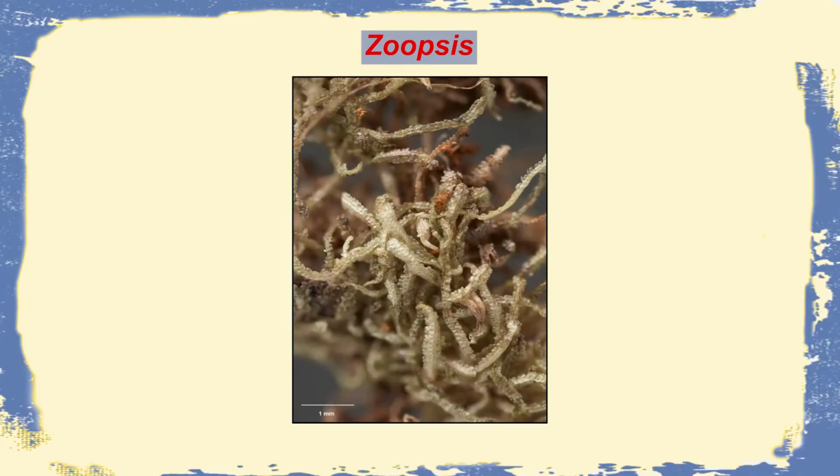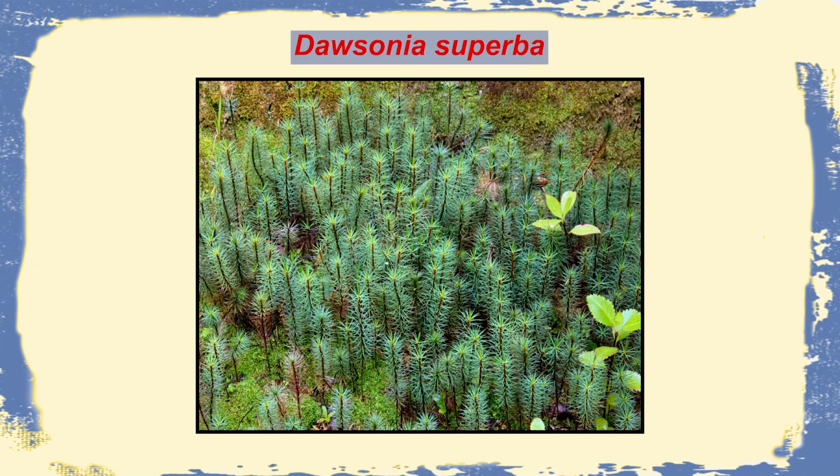Dear viewers, in this particular lecture, I would be discussing the thallus organization of bryophytes. The bryophytes usually have a variety of ranges and sizes, the smallest one being Zoopsis, which occupies around 1/16 of an inch, and the largest being Dawsonia superba, which occupies around 24 inches of size. The bryophytes usually have a range of different structures.